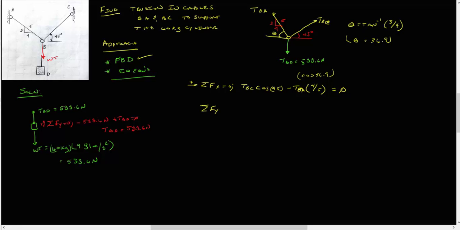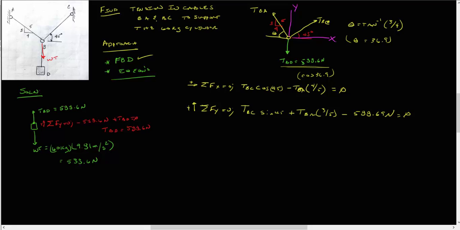If I sum my forces in the y, I get that TBC times the sine of 45 degrees plus tension of BA times 3 over 5, or sine of 36.9, and then minus 588.6 newtons. So I'm taking this into account because it's also in my y-axis. If I came back and drew an axis here, this would be my x, and this would be my y, so this would be in the negative y, and that's all going to be equal to 0.